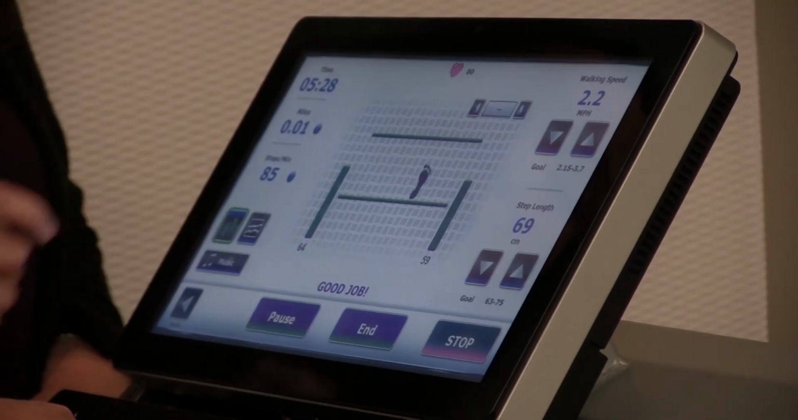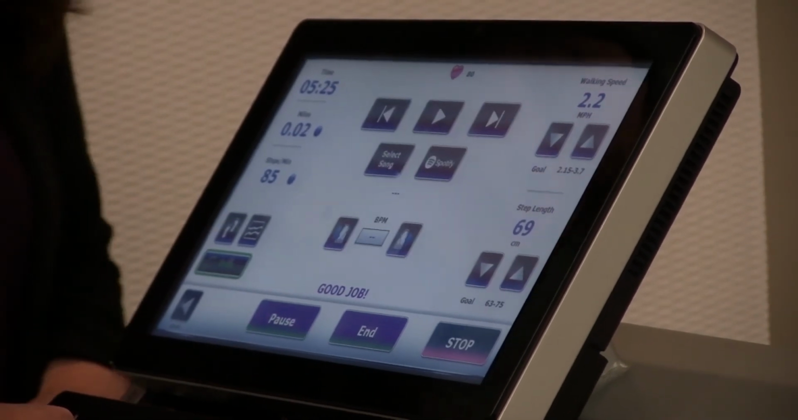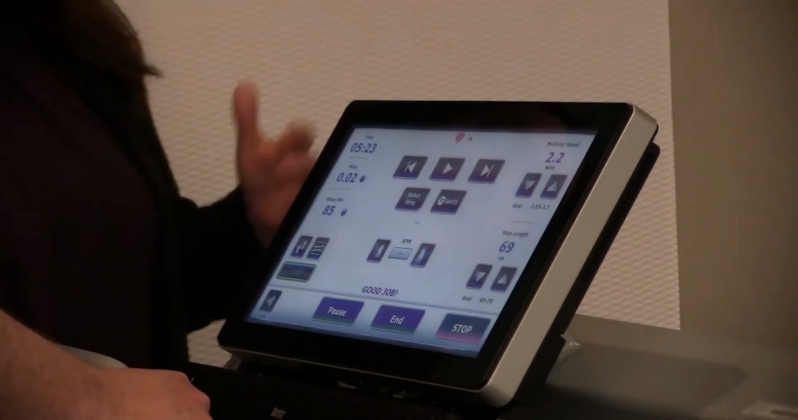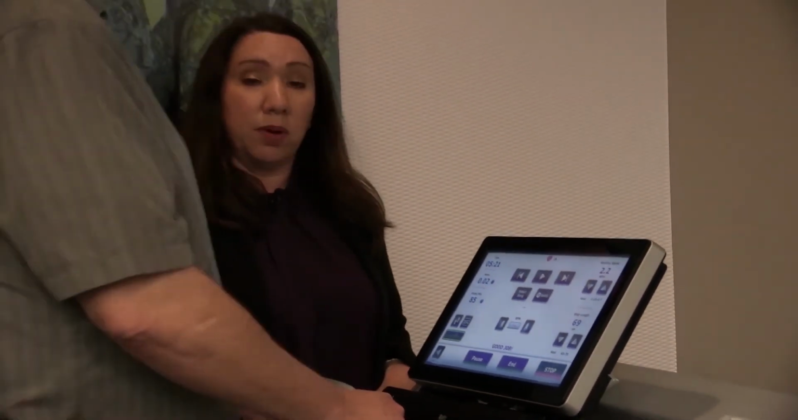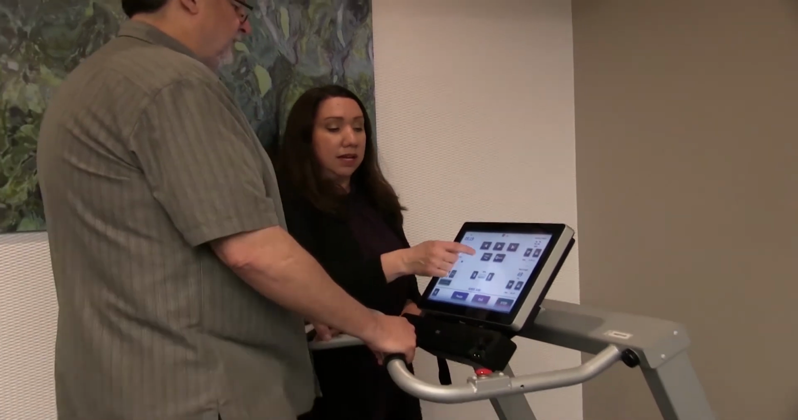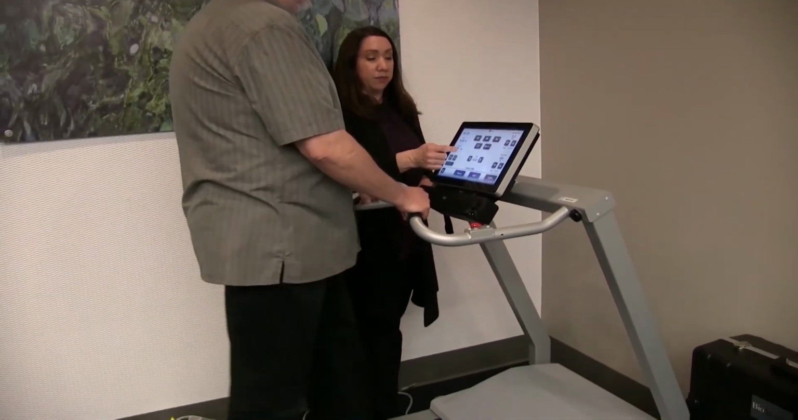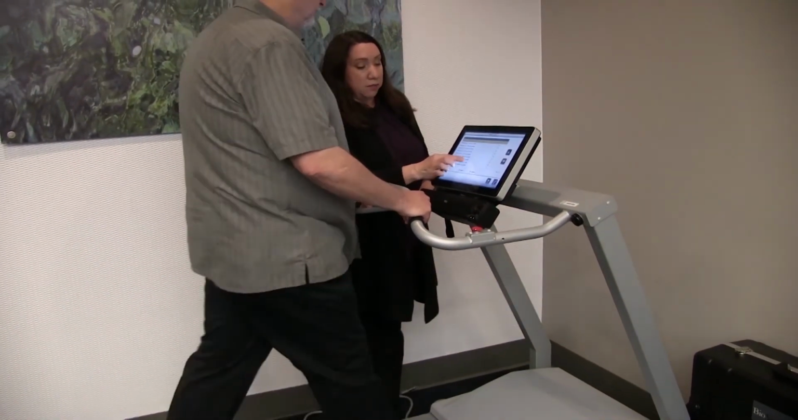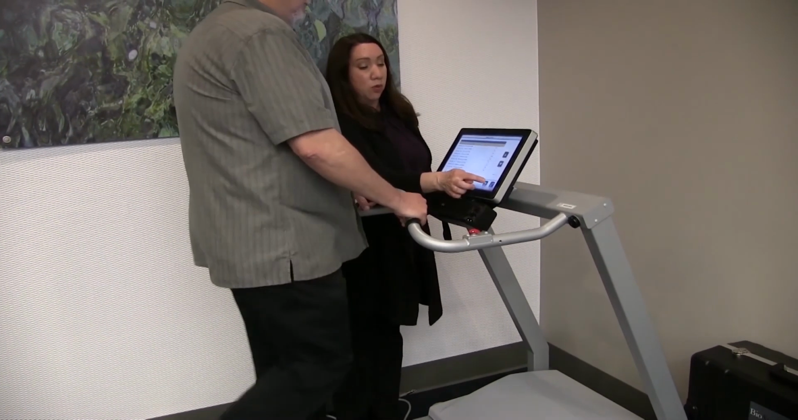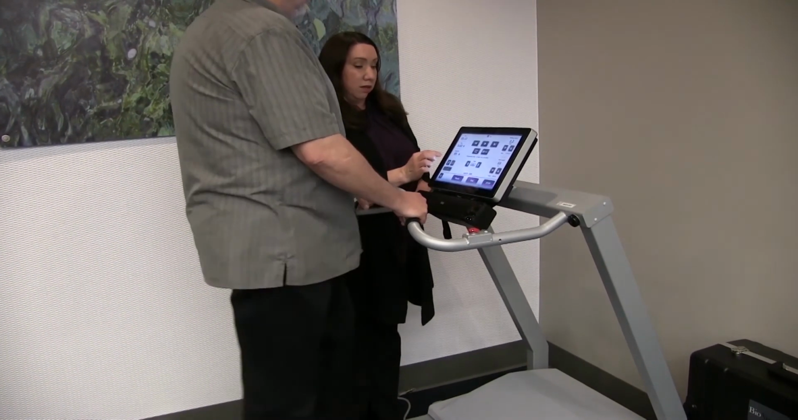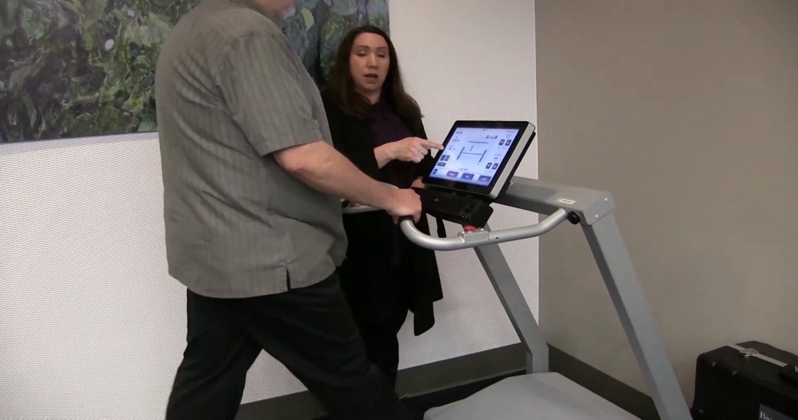If we want, we can add music to this as well. And the music component is a separate line item. But what's interesting about this piece of it is that I can select a song and I can look at beats per minute. And that's going to correlate with how fast, how many steps per minute.